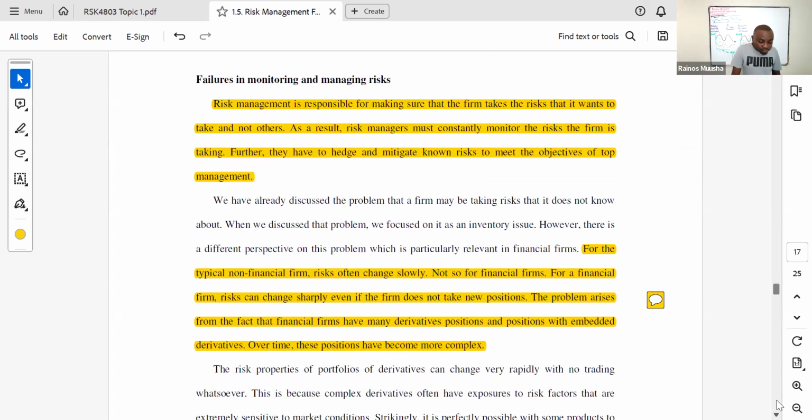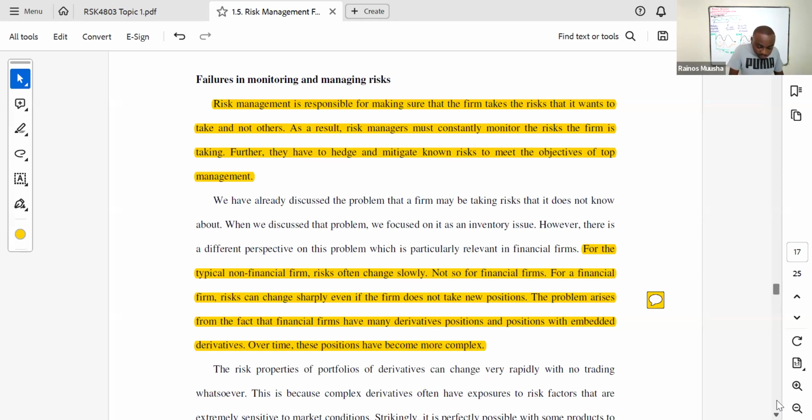Then we also look at failures in monitoring and managing risk. And yet they say, risk management is responsible for making sure that the firm takes the risk that it wants to take and not others. So as a result, risk managers must constantly monitor the risk that the firm is taking. And further, they have to hedge and mitigate known risks to meet the objectives of top management.